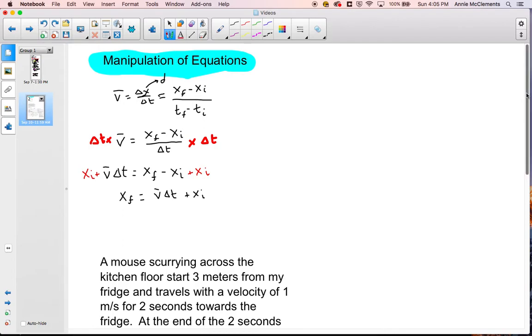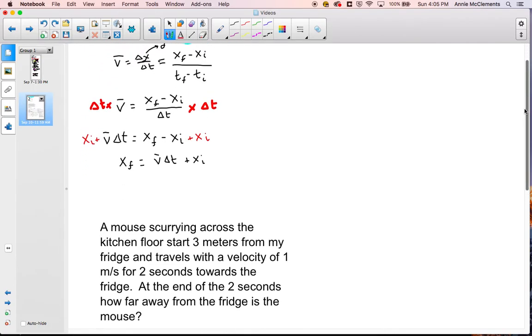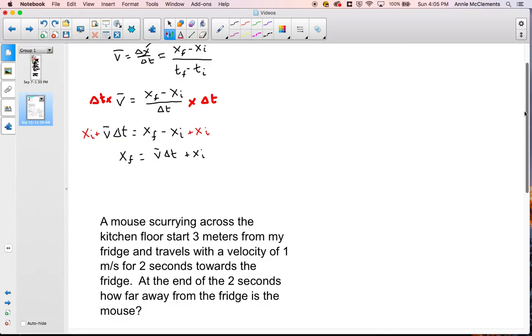If you look down right below here at the bottom of the page, I've started with a simple word problem here. A mouse scurrying across the kitchen floor starts, little typo there, 3 meters from my fridge and travels with a velocity of 1 meter per second for 2 seconds towards the fridge, right? At the end of the 2 seconds, how far away from the fridge is the mouse?